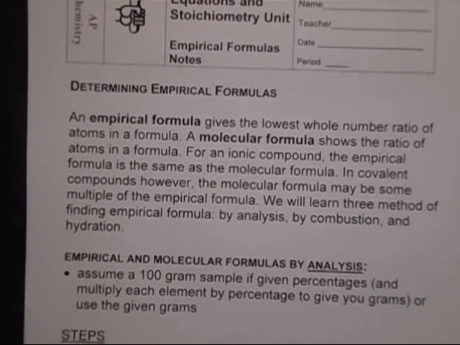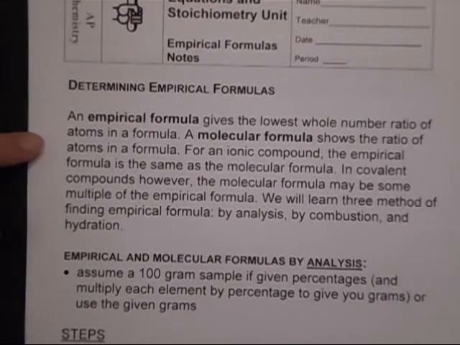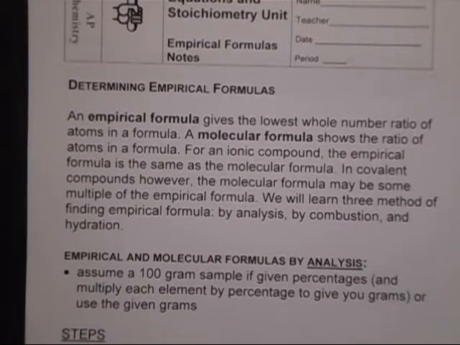First of all, we need to know what an empirical formula is. So we've gone over it already in class. You can look up definitions, but essentially the empirical formula is the most reduced ratio of atoms, and the molecular formula represents what the chemical formula really is. All right.